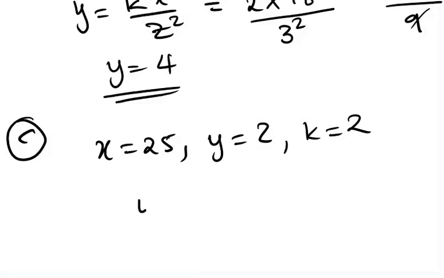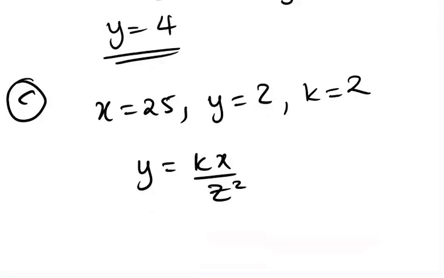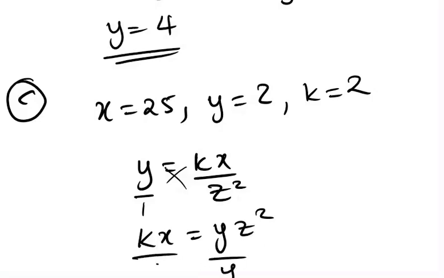Okay, so you write the equation y equals kx over z squared. So we are finding z here. We have x, we have y, we have k. So you can make z the subject of the formula if you want, or you can substitute the values and solve directly. The best way is to make z the subject of the formula, so you should be remembering how to do that. So this multiplied by this, it will be kx. y multiplied by z squared, it will be y z squared. So we want z, so we divide by y, divide by y.